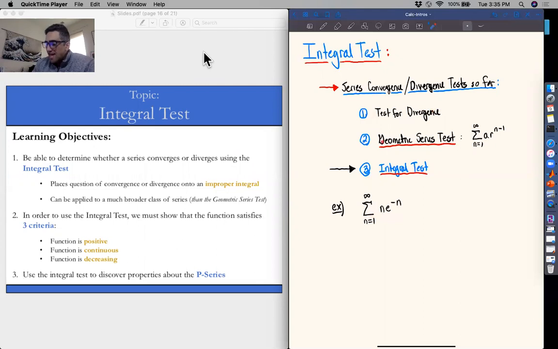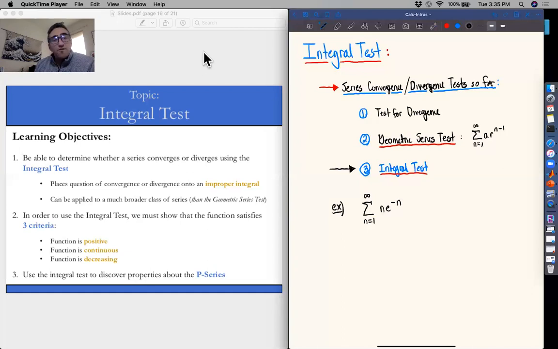And we also see that this series is not a geometric series, so the geometric series test doesn't apply. So at this juncture of the class, our only hope is to try and apply the integral test to basically see what happens. So on that note, let's see what happens.